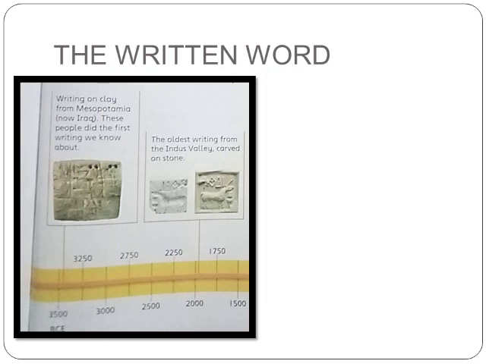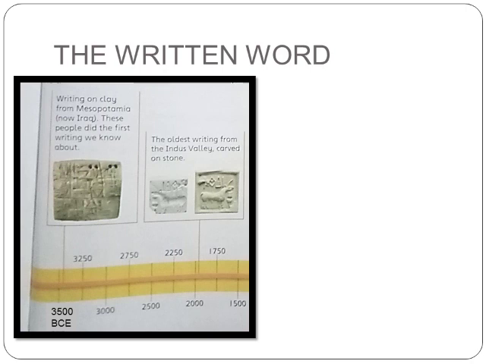This timeline starts from 3500 BCE. Do you remember what's BCE? Yes, before Christ era. And this timeline reaches up to 1000 CE. Do you remember what's CE? Yes, Christ era. So, somewhere just after 3500 BCE, the writing started on clay from Mesopotamia, which is now Iraq. These people did the first writing we know about.